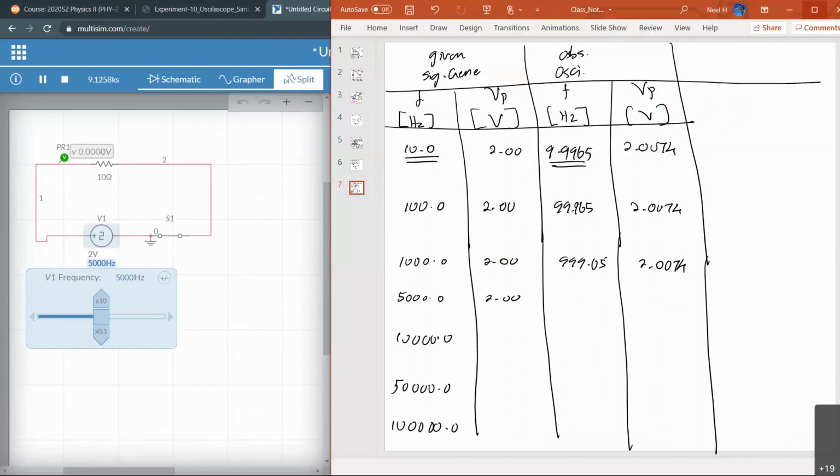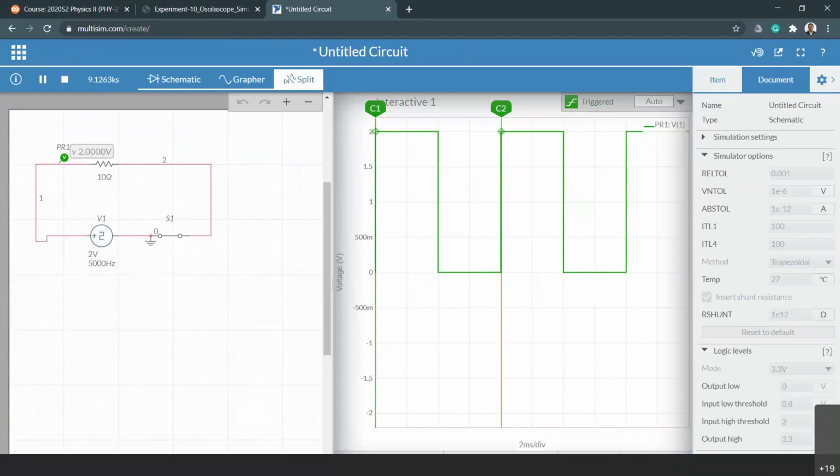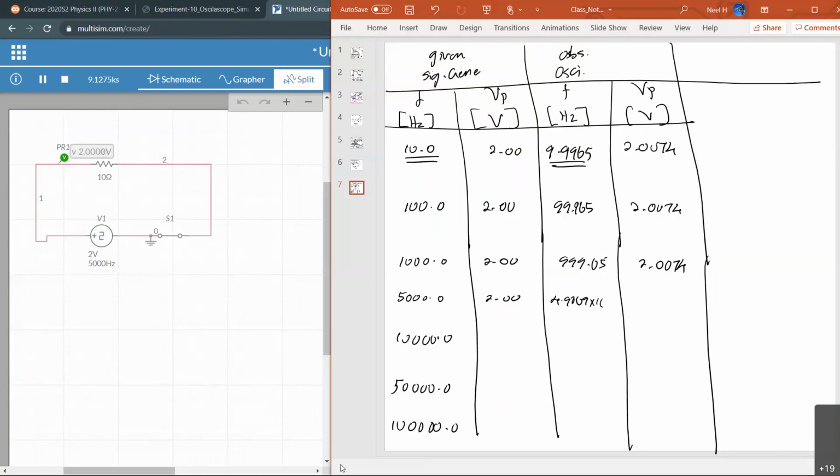Voltage stays the same. Now this is 4.9869 kilo. 4.9869 kilo means you can actually write it down by multiplying by 10 to the 3, or 4.9869 times 10 to the 3. So it is about 4,986.9 hertz, right? That's very close to 5,000. So we have a small error. That's the reading error. So this is not changed at all.